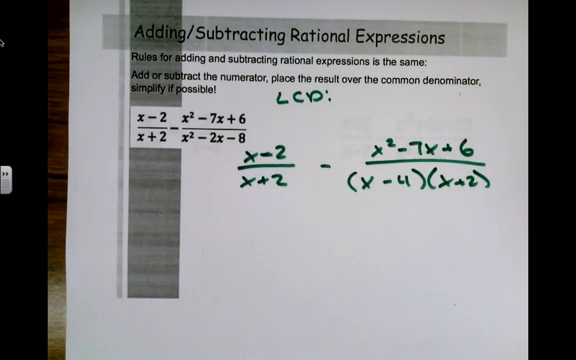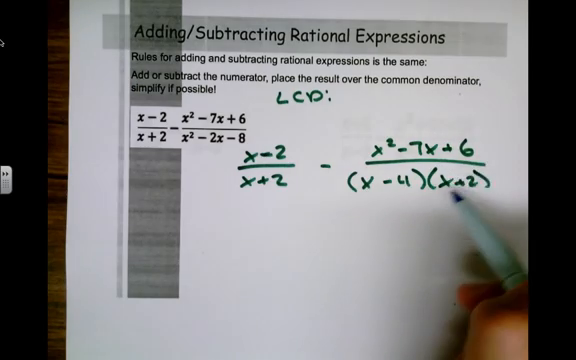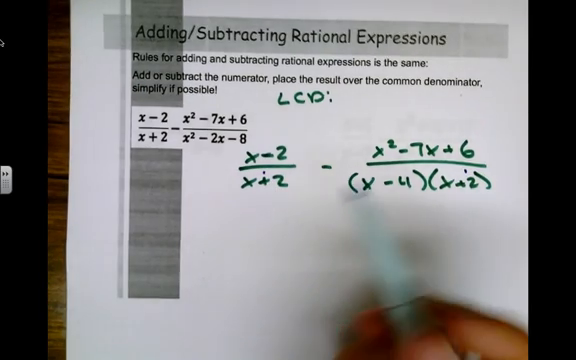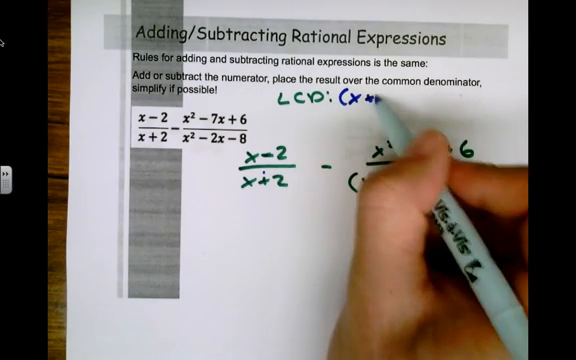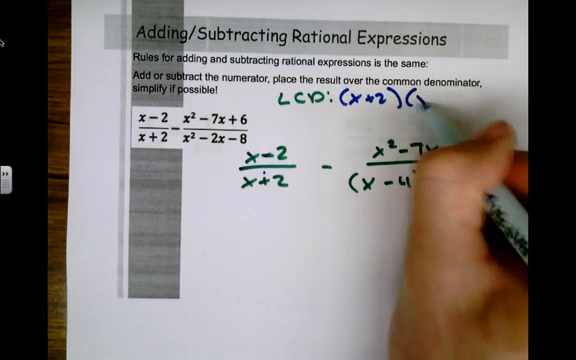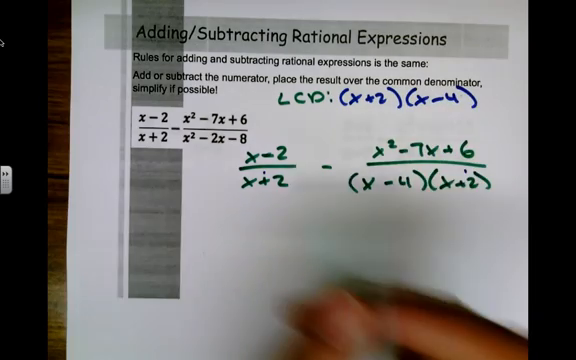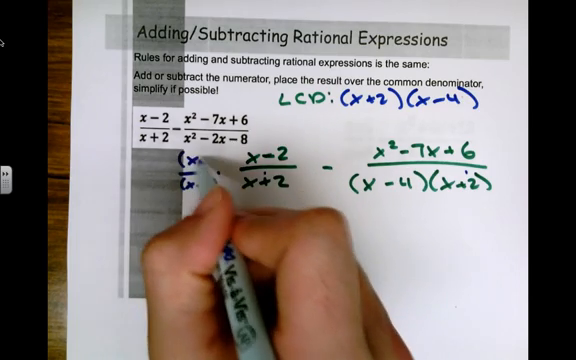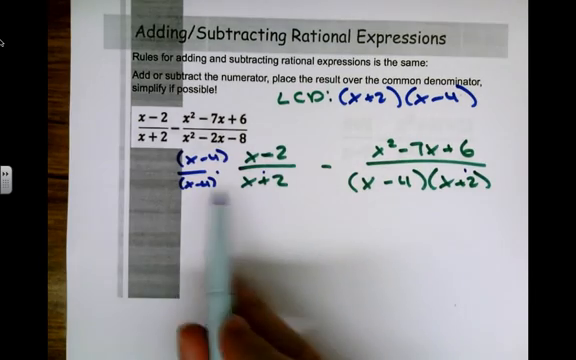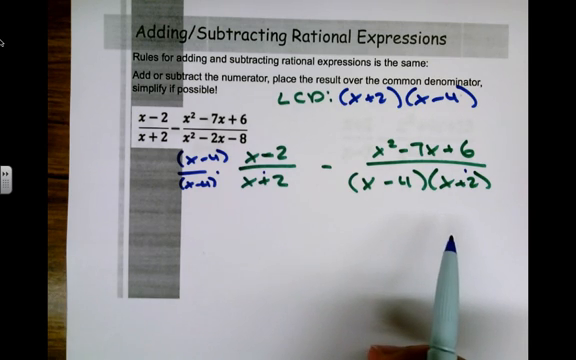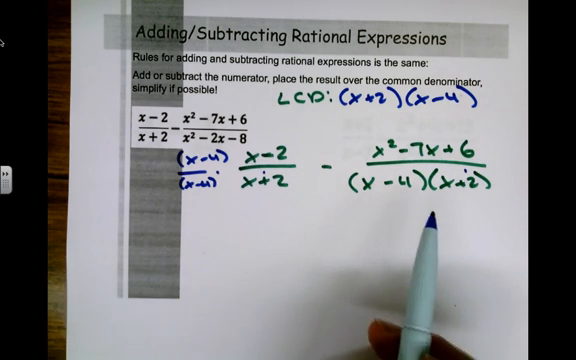So when I get to this point, I already have an x plus 2 over here. I have an x plus 2 here. So that means that's in my LCD, all I'm missing is this x minus 4 that this right side has. So if I multiply this right hand side by x minus 4 over x minus 4, now I'm going to have my common denominator that I was looking for on this left hand side, which is the same exact thing as the right. So I'm going to go through and do that.